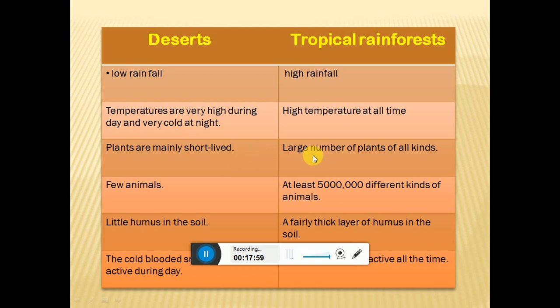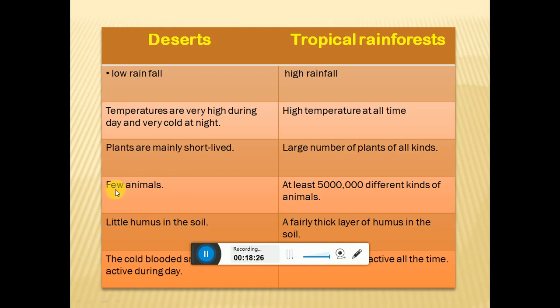In the case of tropical rainforests, a large number of plants of all kinds, as well as shrubs, climbers and ferns, are there, because there is high rainfall. Enough water is there for the growth of plants. That is why there are around 10,000 different kinds of trees in the tropical forest.